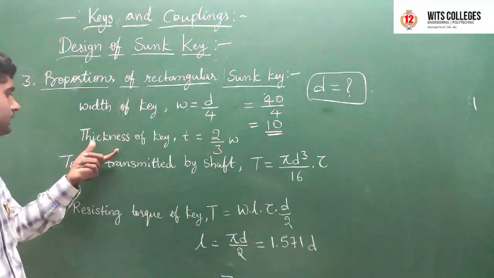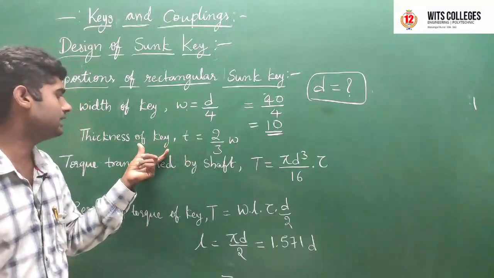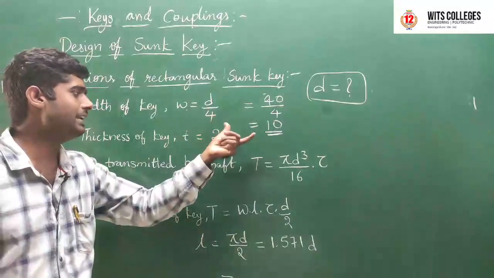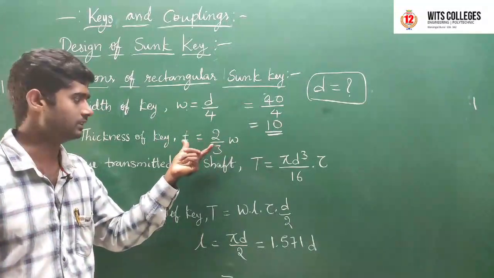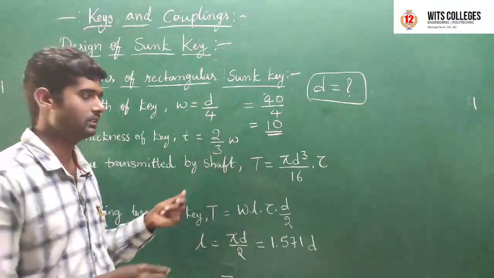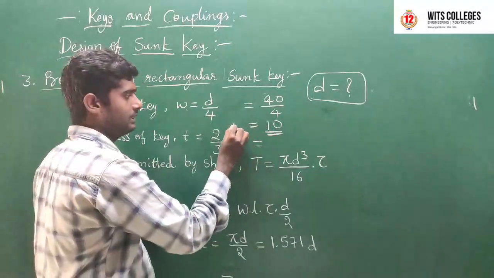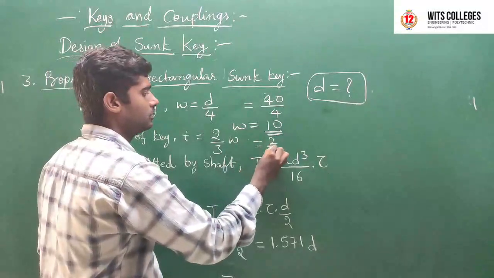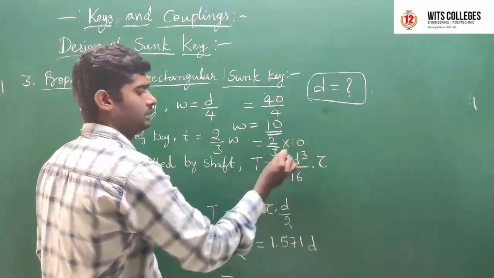Next, thickness of the key. After finding the width W, substitute the W value in this equation: T is equal to 2 by 3 W. The width is 10, then substitute 2 by 3 into 10.